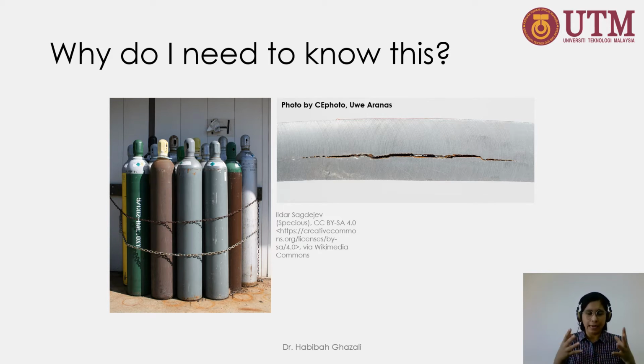If I have a metal and hydrogen atoms or hydrogen gas molecules diffuse into the pipe, they will make this pipe more brittle. So this will make the pipe more susceptible to failure. Therefore, I need to know about the diffusion rate in this solid.